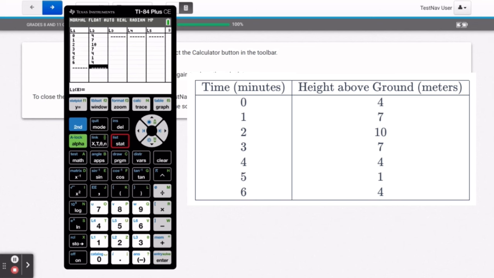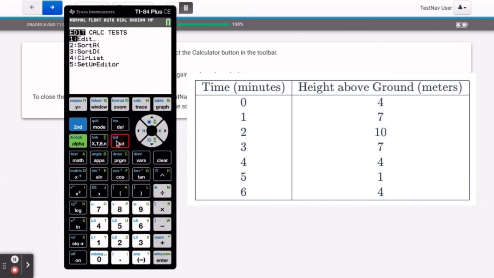So we need to do sinusoidal regression. You're going to go to stat, go to calc, and go up because it's right there at C, sine reg. You're going to hit enter. We are going to need to use this later.